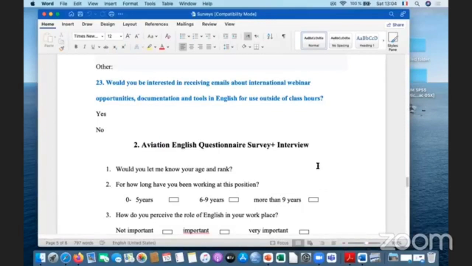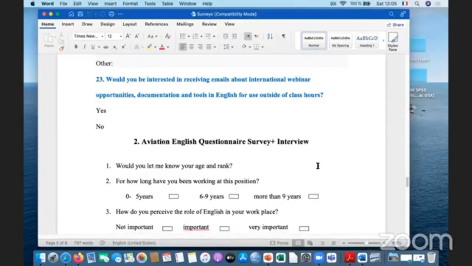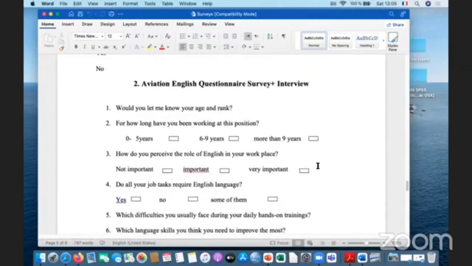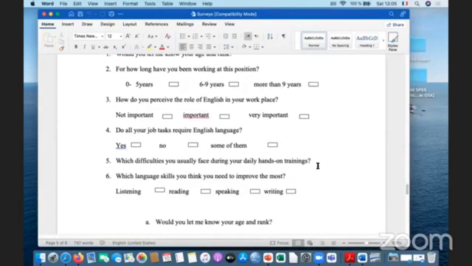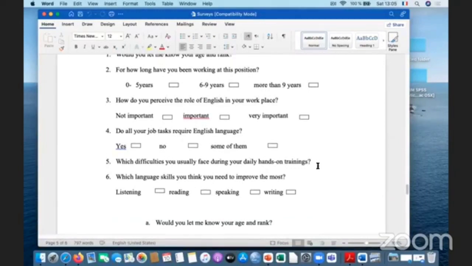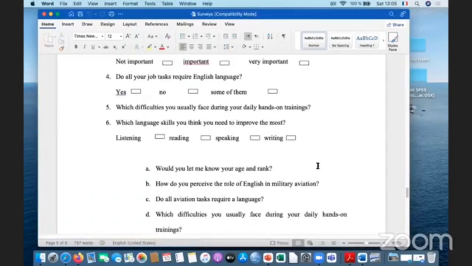Tell me what's the difference in my questions and what is missing. Would you let me know your age and rank? This is for military aviation. For how long have you been working in this position? How do you perceive the role of English in your workplace? Do all job tasks require the English language? Which difficulties do you usually face during your daily hands-on training? Which language skills do you think you need to improve the most? This is a survey, or I could give it as a semi-structured or structured interview. A structured interview is quite akin to a questionnaire survey.